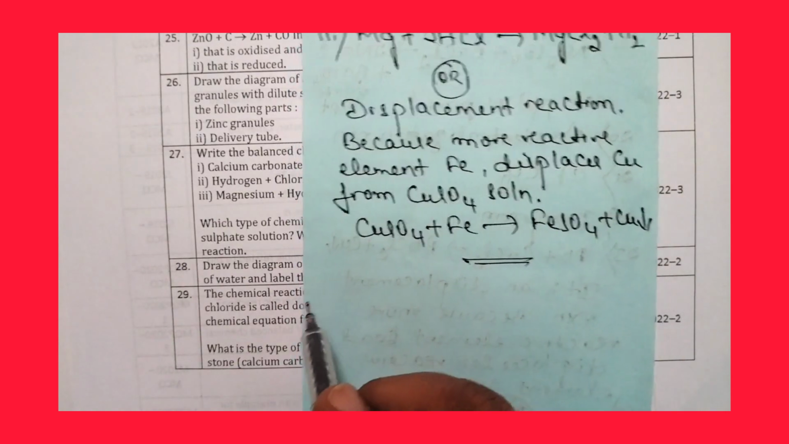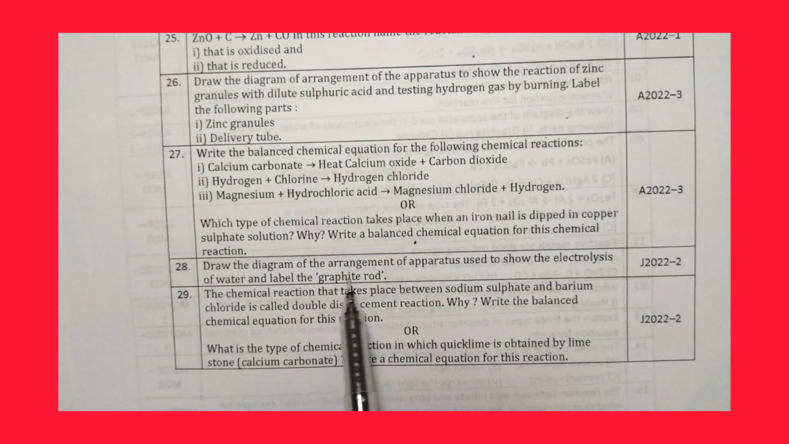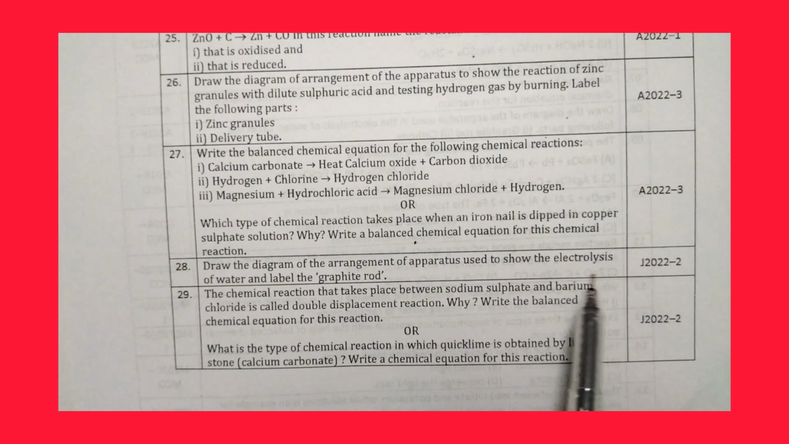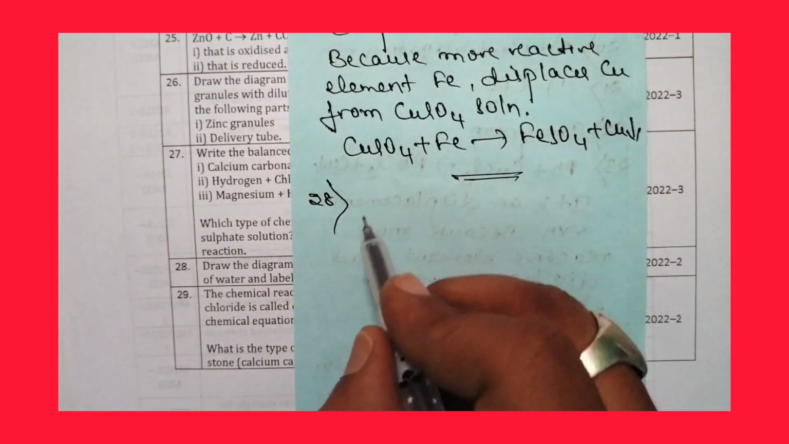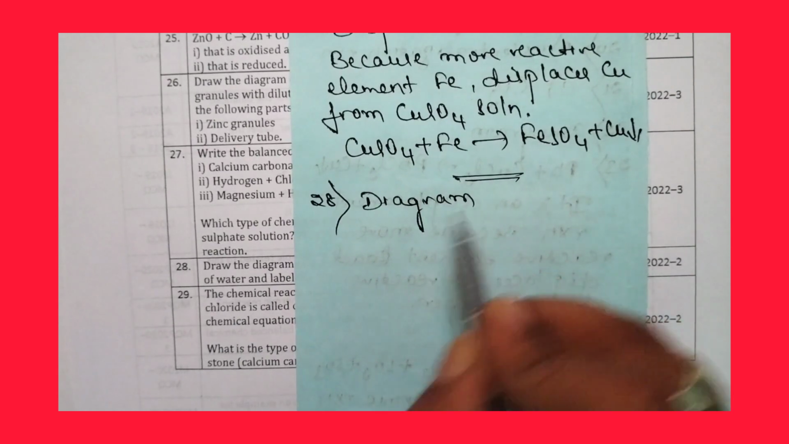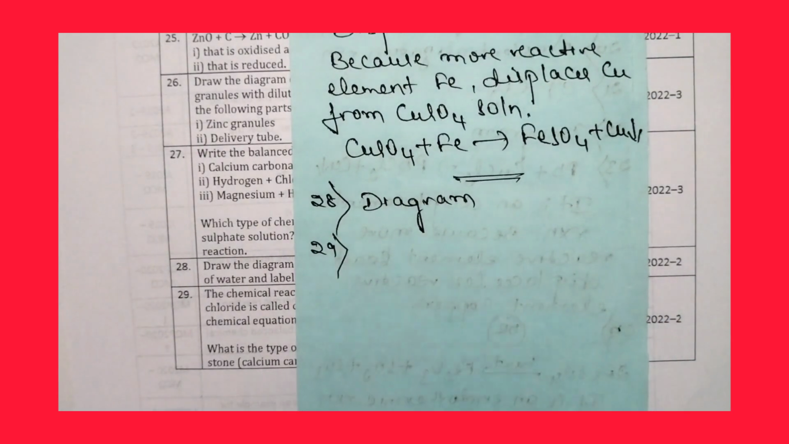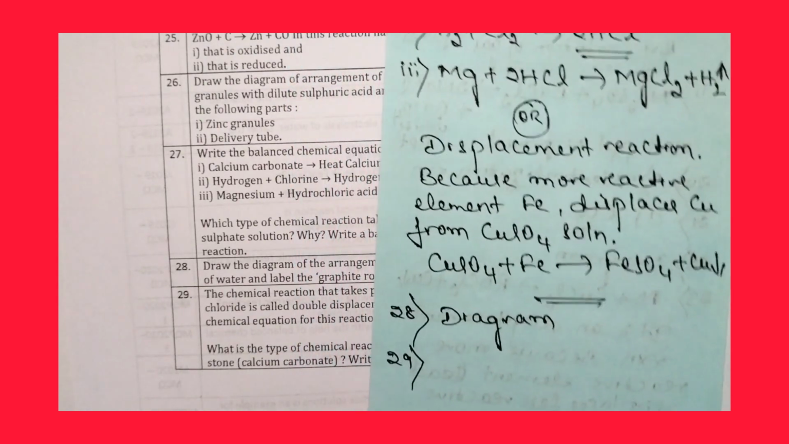Now let us move to the 28th question. The 28th question is, draw the diagram of the arrangement of the apparatus used to show the electrolysis of water and label the graphite rod. So for the 28th question, you have to draw the diagram. Now let us move to the 29th and last question of this previous year question paper related to chemical reactions and equations.